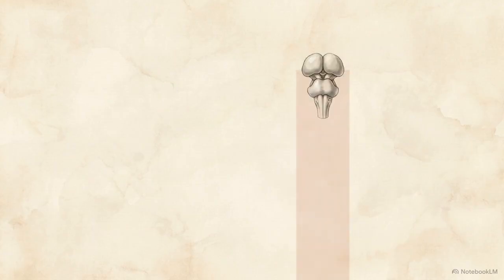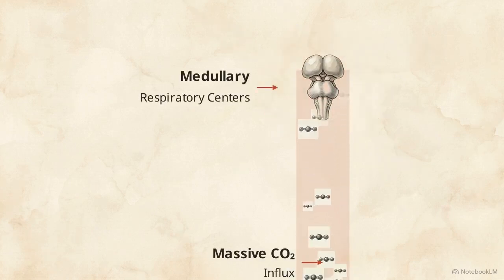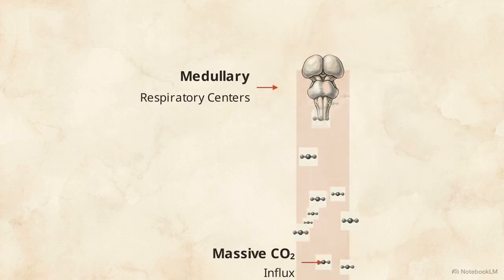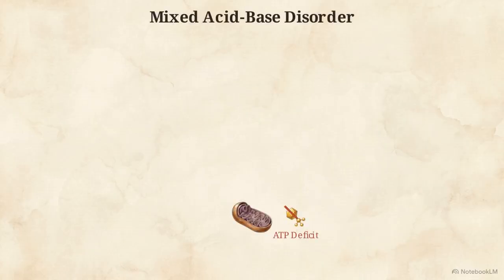The hypermetabolic cascade drives a massive spike in carbon dioxide production, which directly stimulates the medullary respiratory centers in the brain. This central stimulation forces severe tachypnea. The patient blows off excess CO2, initially presenting with a respiratory alkalosis. This flowchart tracks the diverging pathology.